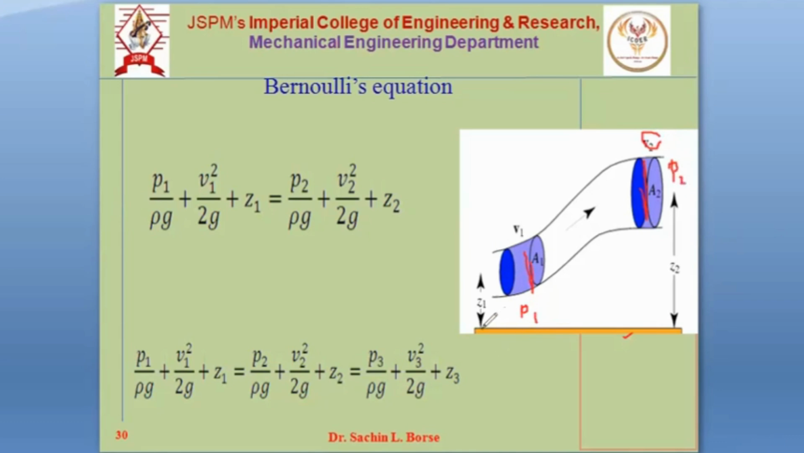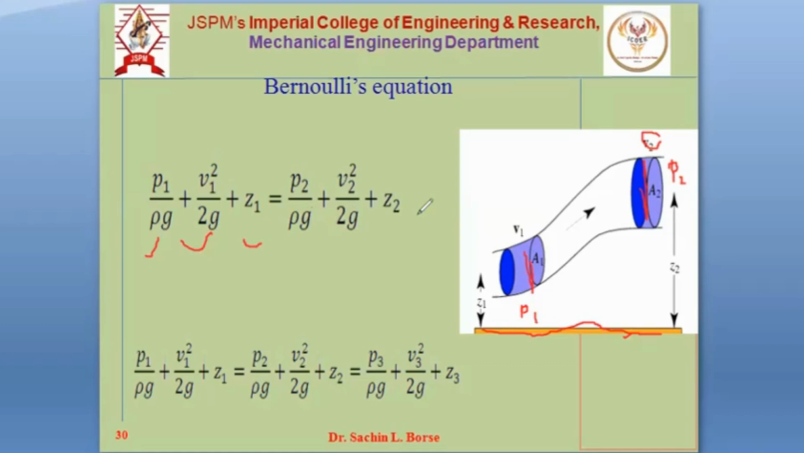So we take the datum from some common reference. Okay. So we say that the summation of pressure head, velocity head, and datum head: P1 by rho g plus velocity head V1 square by 2g plus Z1 is equal to what? P2 by rho g plus V2 square by 2g plus Z2. So in Bernoulli's equation, we assume that there is no friction loss.